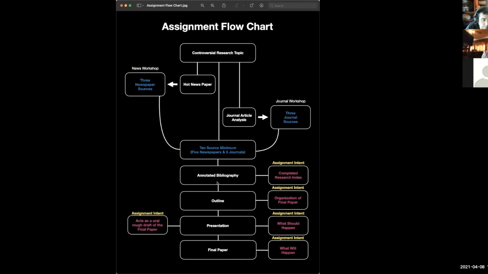Once you've gotten all of your minimum sources, and you can have more if you'd like, you're going to do the annotated bibliography, which will just be a bibliography with a small summary for each one of the sources to detail what they are. And then the intent of that assignment. Right here, where it says assignment intent, this is the purpose of all of this, and why we are doing this in the first place. That's why I have assignment intent, basically explaining why I'm having you do this.